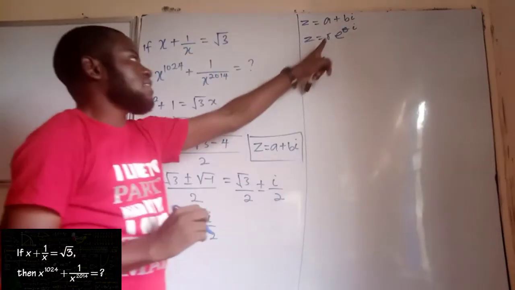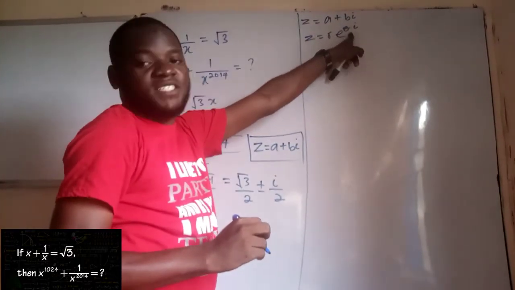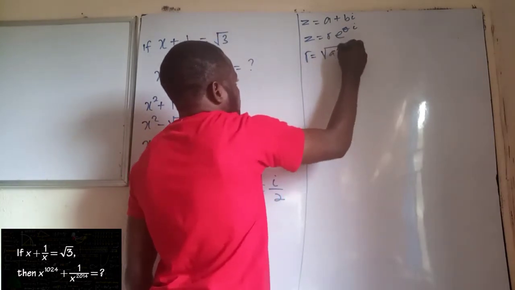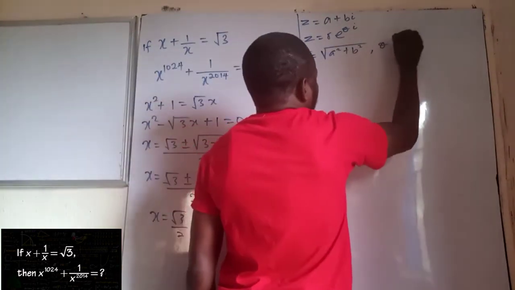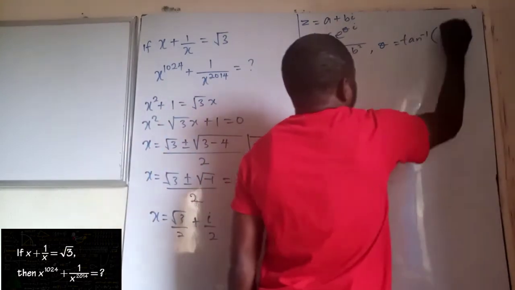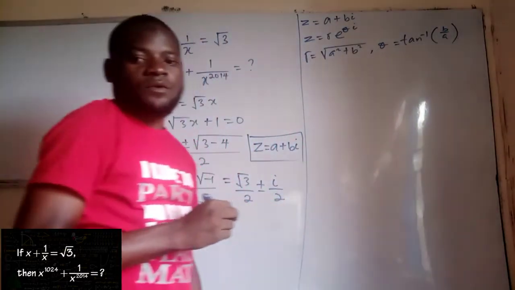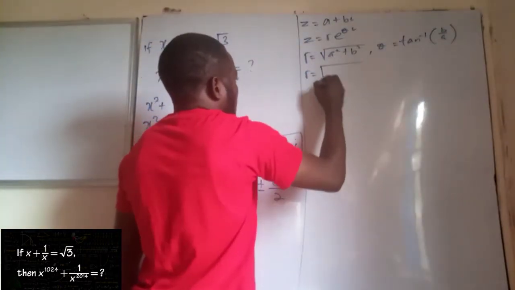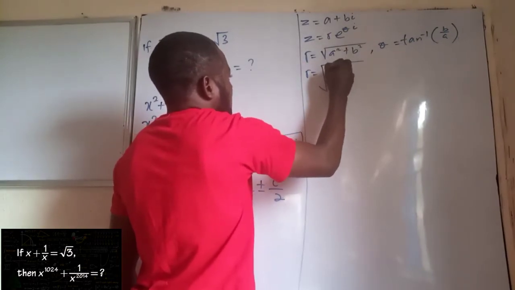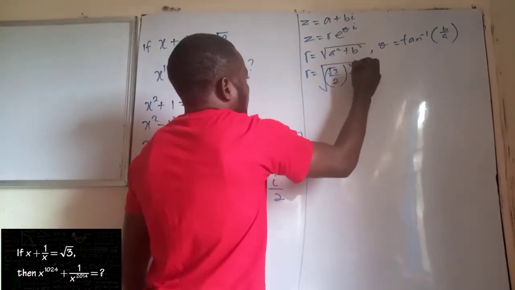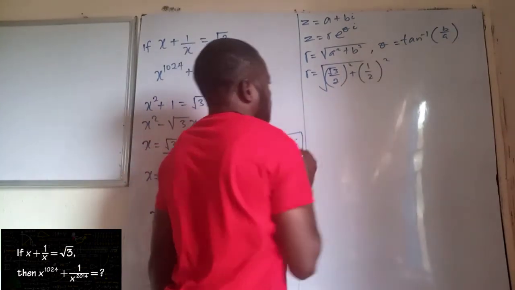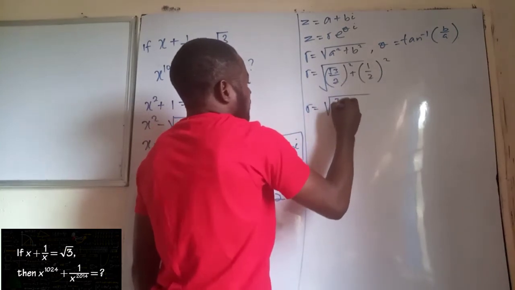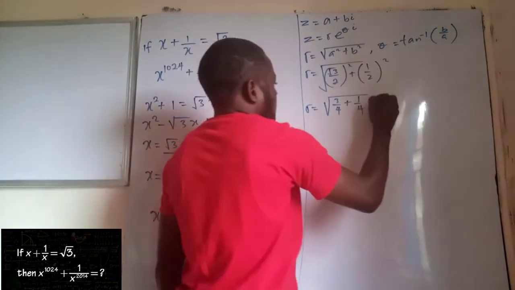So all I need to do here now is to find the value of r and the value of theta. The value of r is given as the square root of a squared plus b squared, and the value of theta is given as arctan of b over a. Are we together? Okay, r equals the square root of root 3 over 2 all squared plus 1 over 2 all squared. So r equals the square root of 3 over 4 plus 1 over 4, and this in turn equals 1.